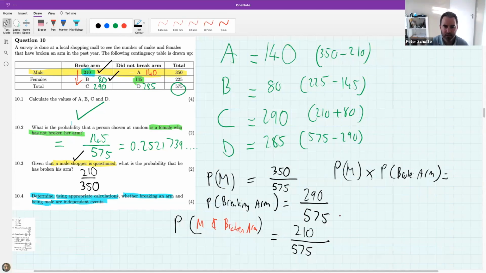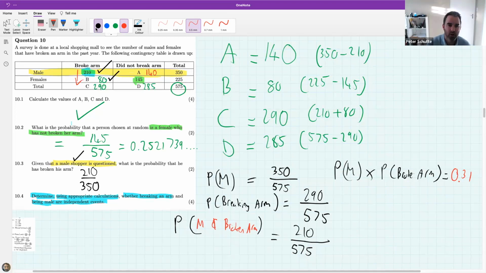Okay. Just take a moment to think about that, but I think that makes it clearer. So for the decimals, let's get 350 divided by 575 times, what would be the other one? Broken arm would be 290 times 290 over 575. And that would give us, as a decimal, if I round off to two decimal places, 0.31.